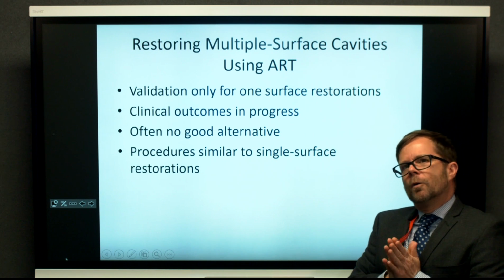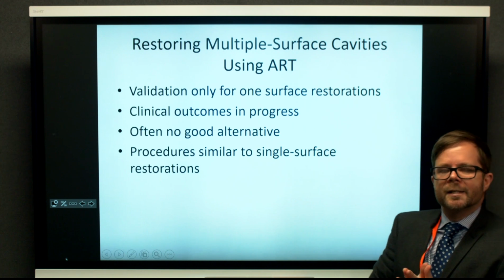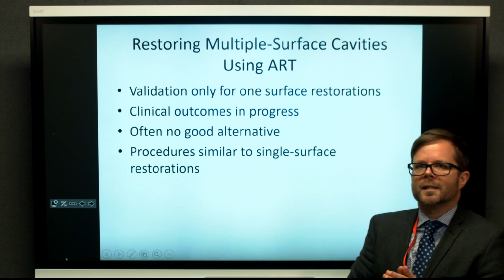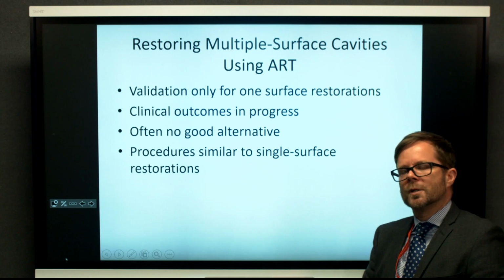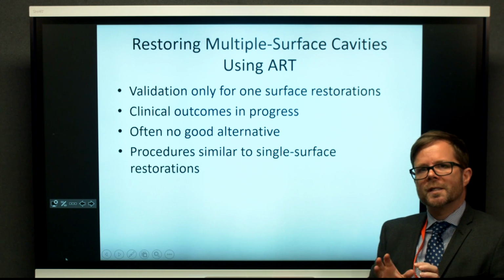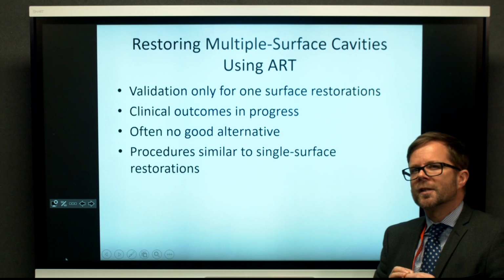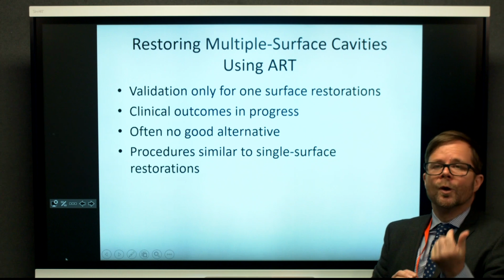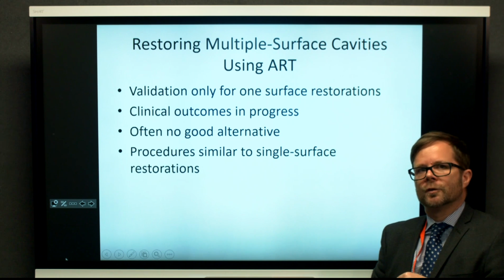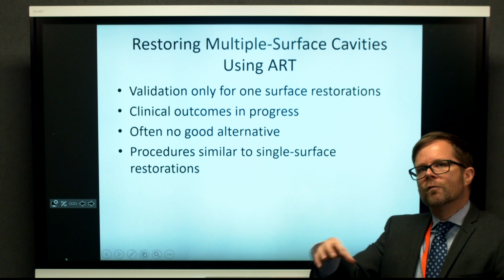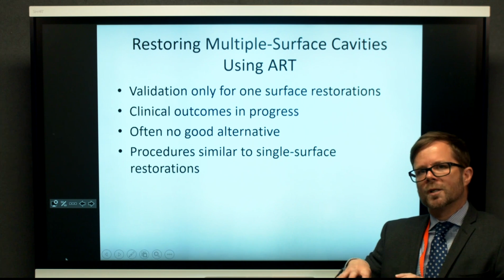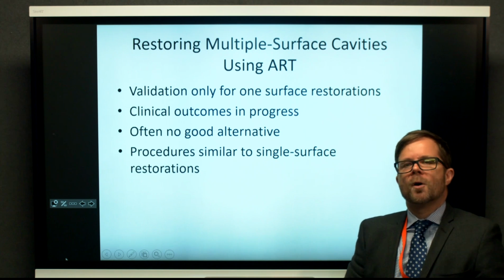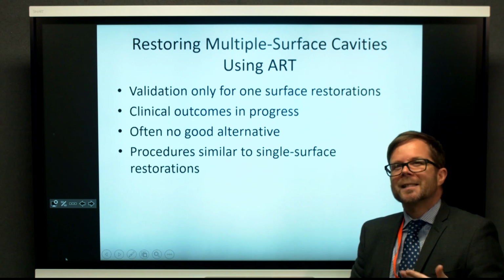Now, one word of caution with this particular technique is that most of the success and most of the research that shows that this technique is successful over a period of time, once the restoration has been placed, is concentrated on single surface restorations only. So they're cavities that exist on one surface of the tooth, the occlusal surface, for example, or the buccal or labial surface of a tooth. Once cavities involve multiple surfaces, so the cavity spreads from one surface to involve another surface, the clinical outcomes in terms of the research we have at the moment are less clear.